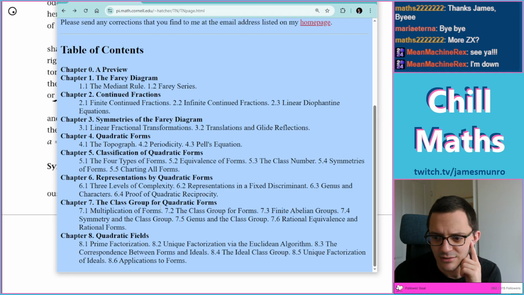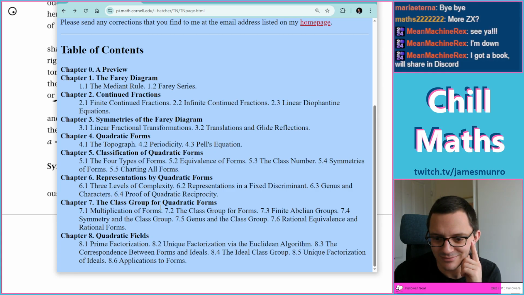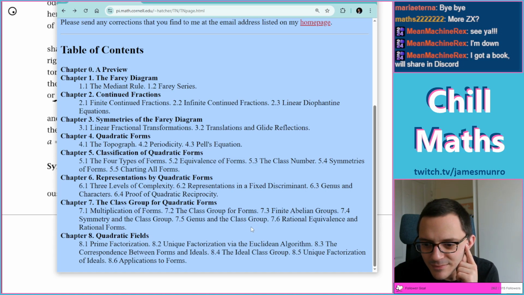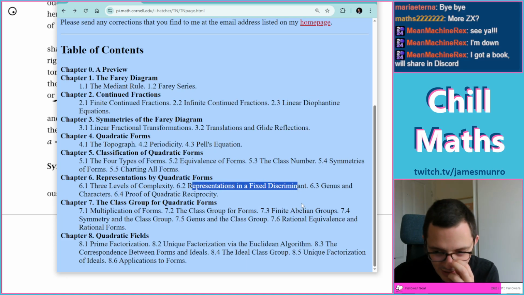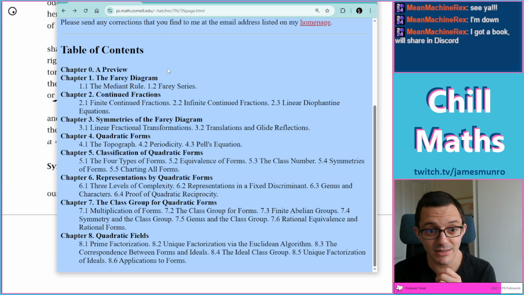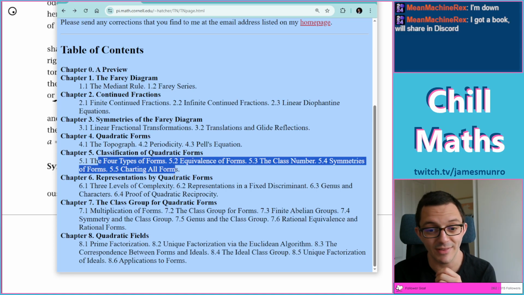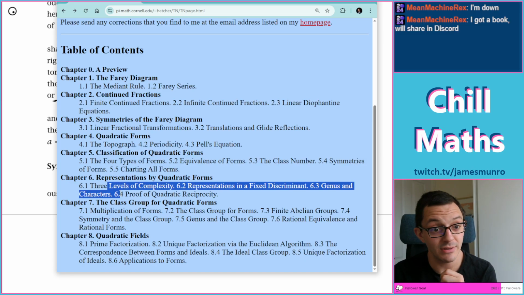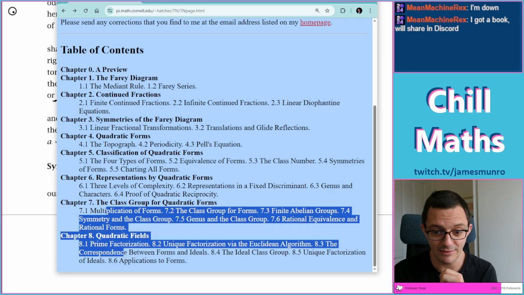Class groups. What do I want? I want to know. What do I actually want to know about this? Oh dear. I'd quite like to know about unique factorization. A little bit, maybe not about quadratic fields. What do I want to know? Representations in a fixed discriminant, maybe? Possibly? Right, okay. See you next time for some more of all of that, possibly leading on to this, and who knows, maybe one day even all of that.